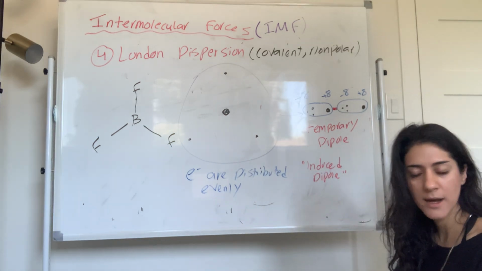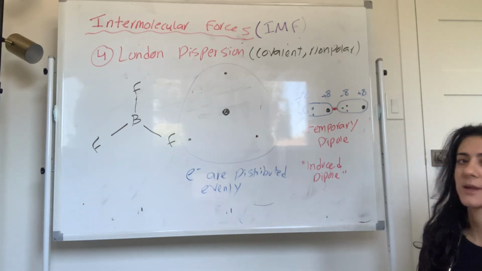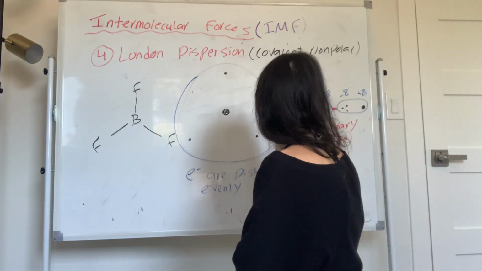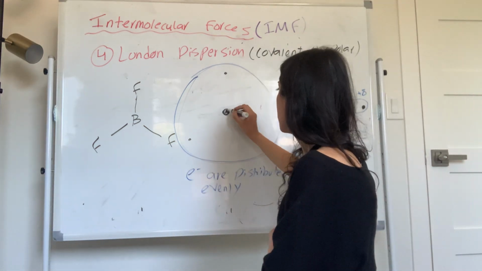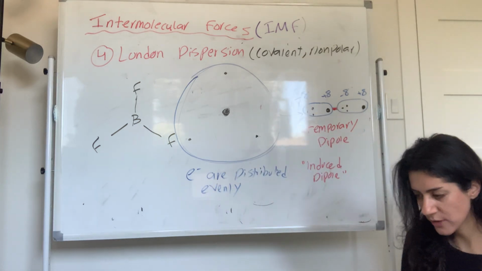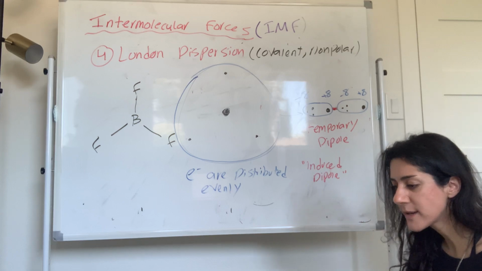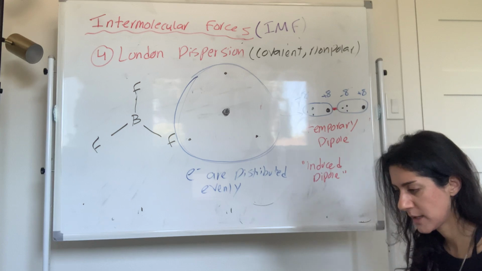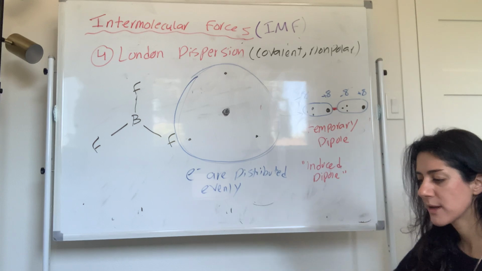Yeah? Okay, all right, so let's repeat this one more time. So here I have BF3, right? I just put a circle to kind of see. I have boron over here. This is a nucleus, and I have the electrons going around it, okay? Now, when I have this going on here, the electrons are distributed pretty evenly around the molecule. Okay? Now we said electrons are constantly moving and they're orbiting around the nucleus.